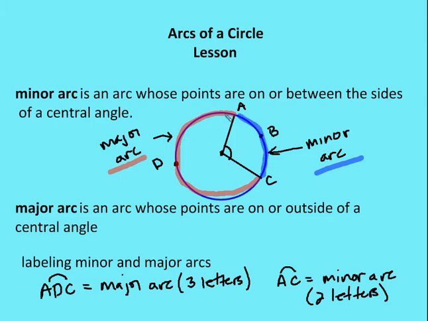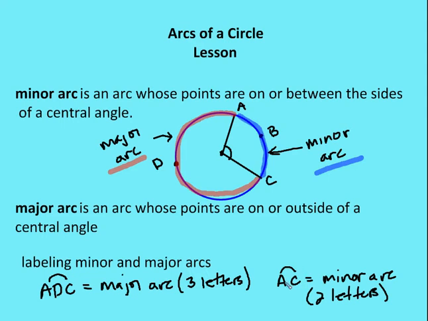Now the confusion comes in defining the letters for major and minor arc. In the case of the major arc, we're going to include at least 3 letters. I have A, D, C. So I know that the arc includes this area that's outside of the central angle. If I just said AC, I wouldn't know if AC was this major arc or the minor arc. So for major arcs we're going to use 3 letters, A, D, and C, or another letter besides the 2 endpoints that corresponds to some point on the arc itself.